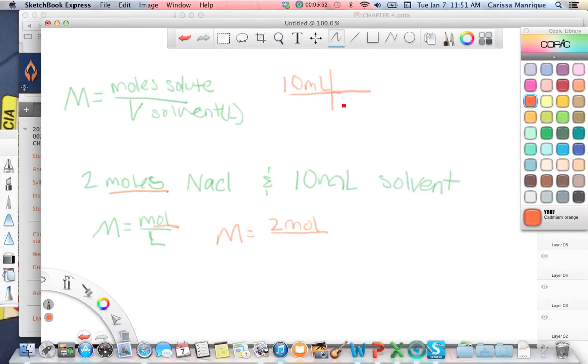And remember, there are 1,000 milliliters per 1 liter. So this will be 0.01, I believe. Let's see, 1, 2, 3. Yes, 0.01 liters when you divide those out. So now I can put this number down here because it's in the right units now.